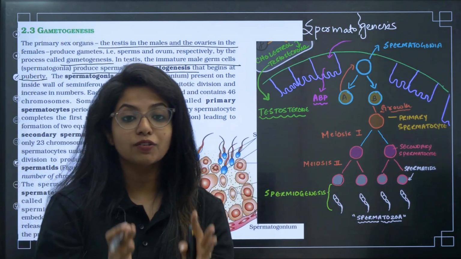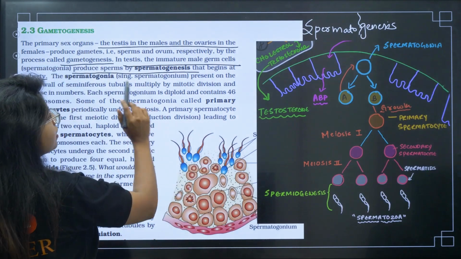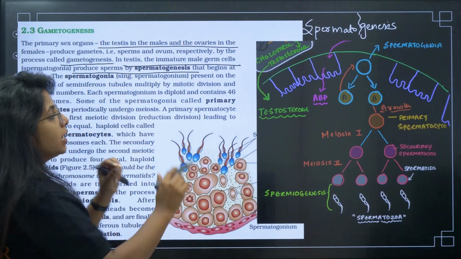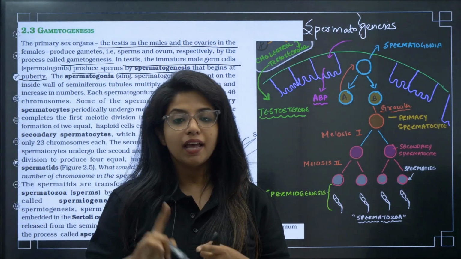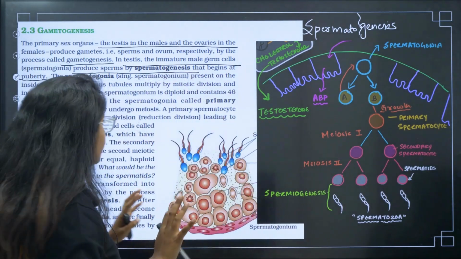Now this whole process of spermatogenesis we are going to see right now. The single spermatogonia is known as spermatogonium. It is present on the inside wall of the seminiferous tubules. We learned it, right? And along with it, who is there to supply nutrition? It is the Sertoli cells.